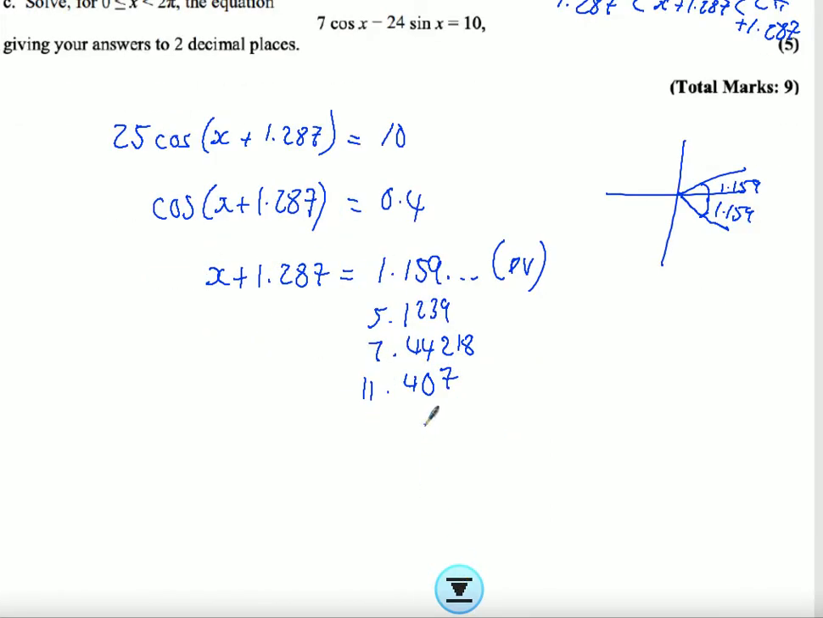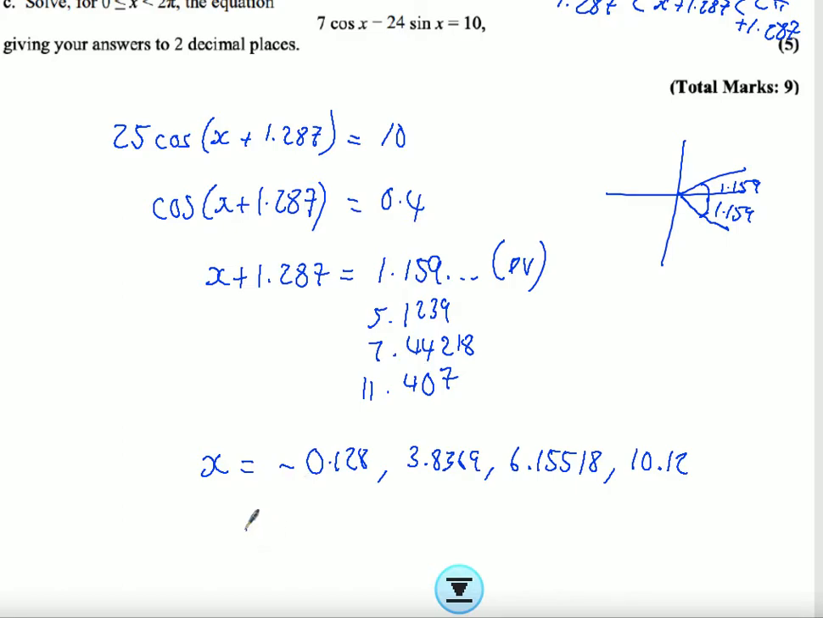Do we need to do any more than that? Don't think we do. So x is going to be negative 0.128, 3.8369, 6.15518, and 10.12.